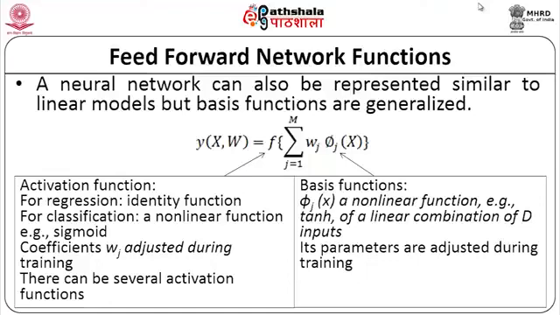The other type of function that you have in this equation is the basis function, which uses the input and converts it using a function. So, this is phi j of x, a nonlinear function, for example it could be tanh of a linear combination of d inputs. This is like transforming the input into another space. Its parameters are adjusted during training. So, you have two types of functions, the activation function and the basis function. The activation function can be different types of functions. The coefficients wj associated here are adjusted during training, and you have another function called the basis function whose parameters are also adjusted during training.